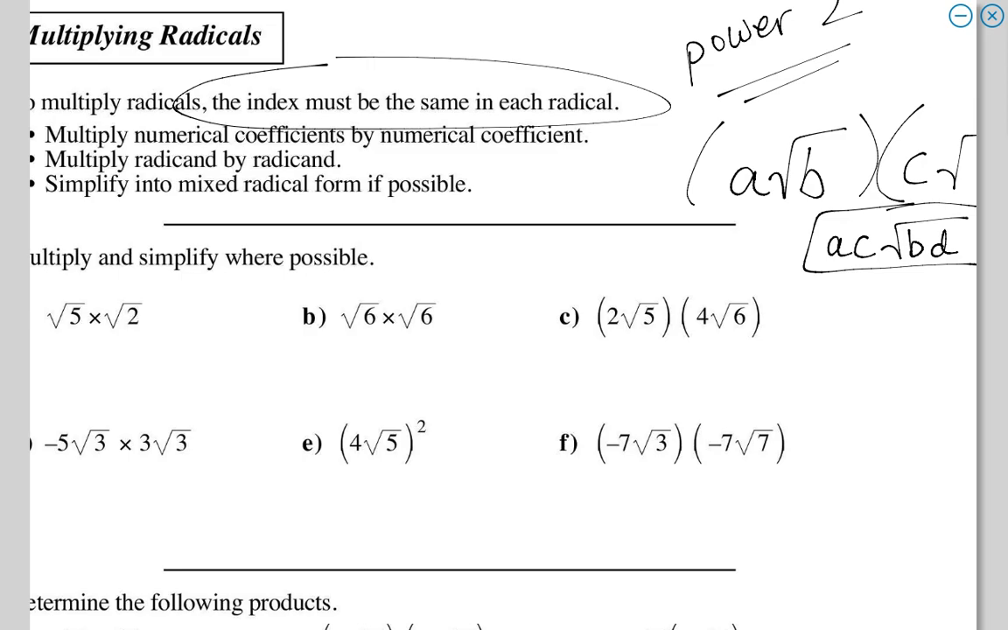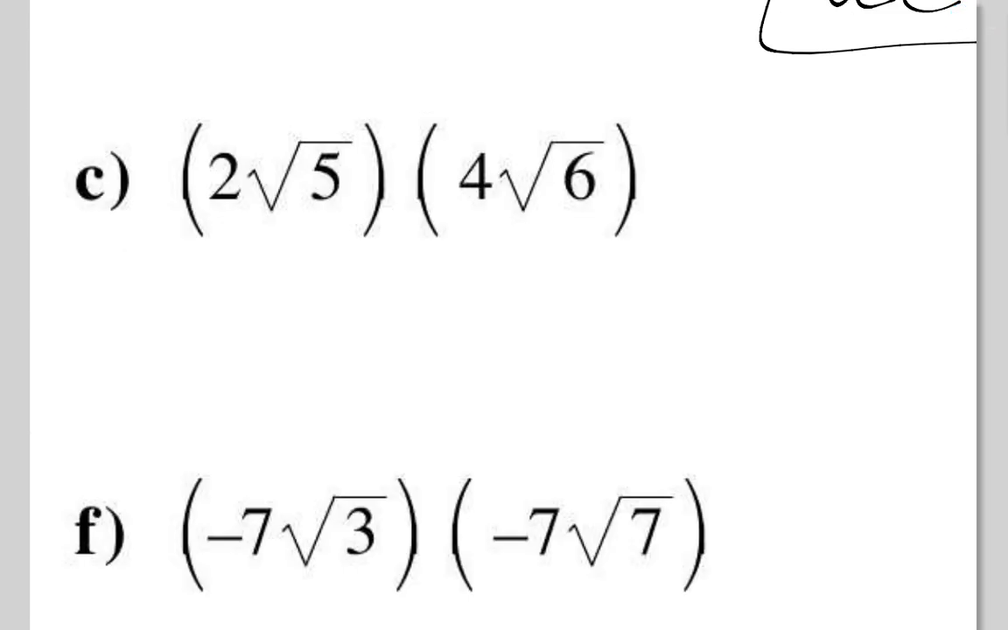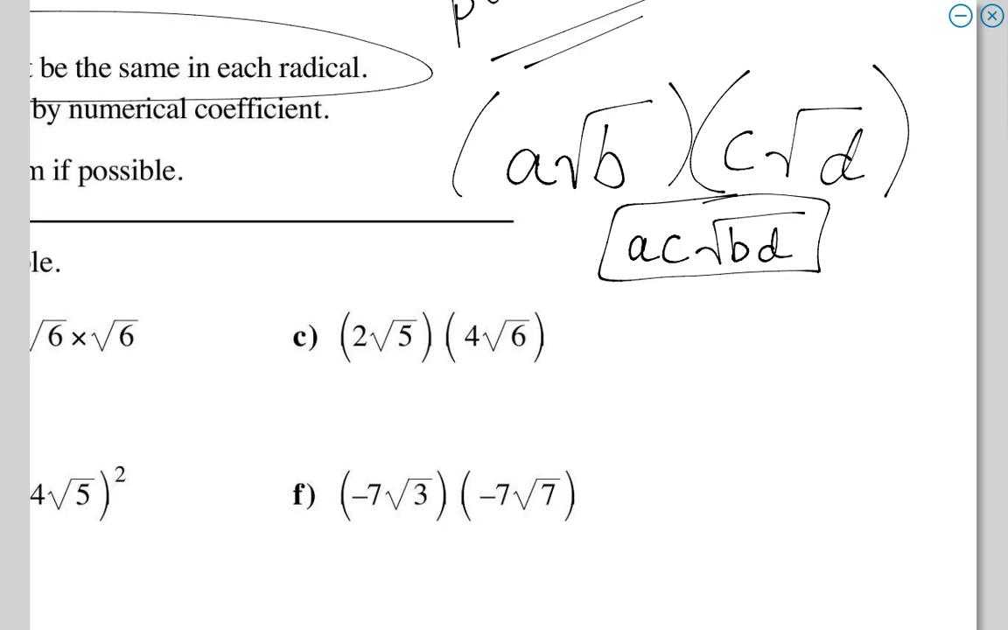So let's do C, because it's exactly what I'm talking about. Back up. Right there. So you'd put the 2 and the 4 together. Excellent. And then you would put the 5 and the 6 together as a root 30. And then, are you done? Could you simplify 30? Is there a perfect square factor that divides 30?